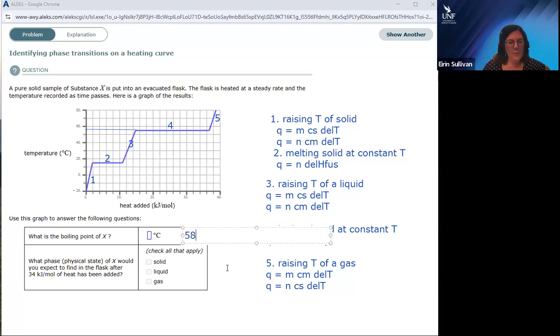Okay. What phase, physical state, would you expect to find after 34 kilojoules of heat have been added? So I'm assuming that's from 0. So again, each of these, 2, 4, 6, yeah, these are 2 per. So 34 kilojoules would be here. So let's see where we intersect. We are at the boiling point. So after we've added 34 kilojoules of heat, we are still boiling. So we would have a boiling liquid, essentially. So that would be where we would be on that particular plot.